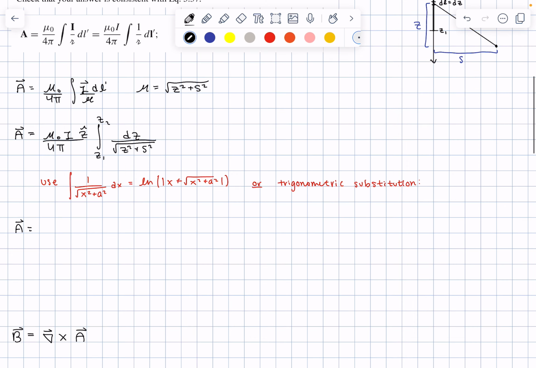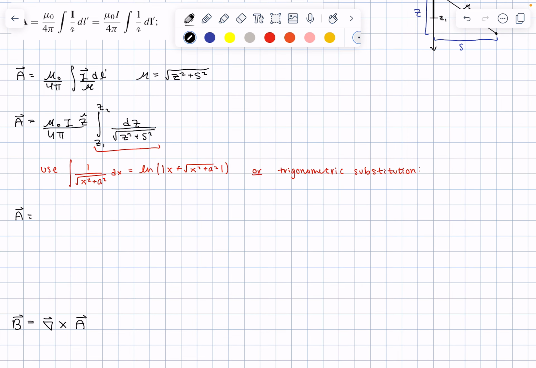And now for this part, we can just use the identity that the integral of 1 over the square root of x squared plus some constant a squared dx is going to be equal to the natural log of the absolute value of x plus the square root of x squared plus a squared. Or you can solve it yourself using a trig sub. I'm just not going to do that in this problem because this is focusing on the physics and not the mathematics of this problem. But you're welcome to do that yourself if you'd like.